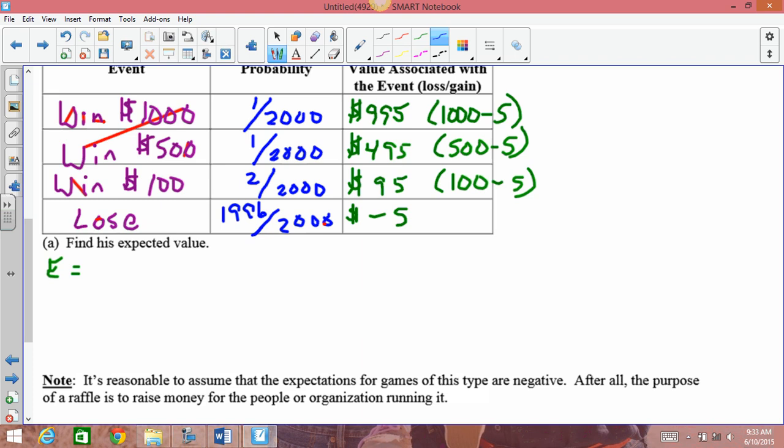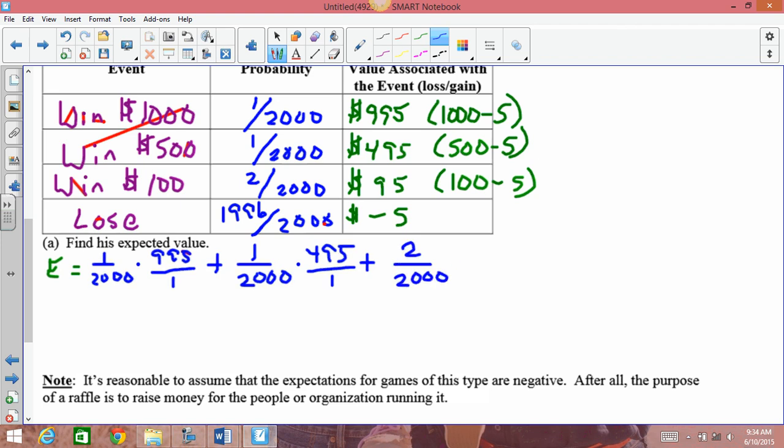Again, I'm showing all my work, all my steps here, as if I were doing it by hand. I know you have a calculator. Take the probability of the first event, multiply it times its gain, 995. Next event, 1 over 2,000 times its gain, 495. Next event, winning $100, so probability is 2 over 2,000, times $95 for its winning, plus the last event, which is losing. Its probability is 1996 over 2000, and I multiply that times -5.